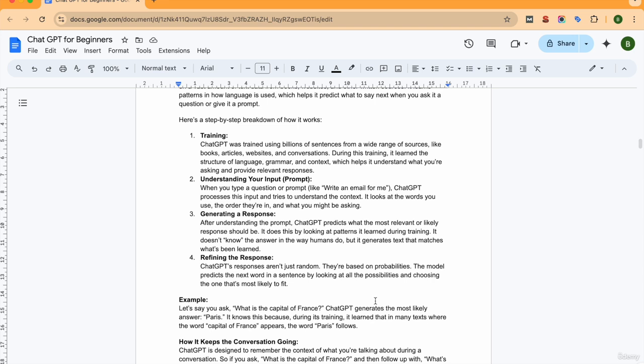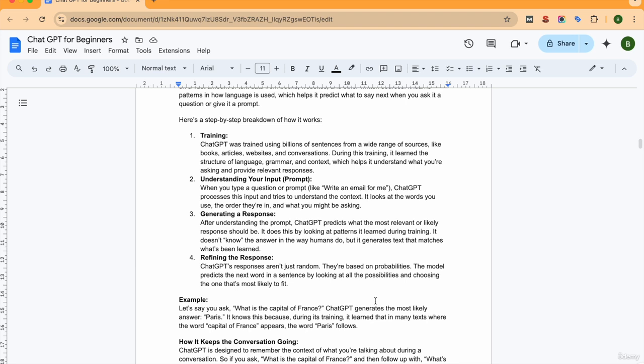Second point is understanding your input. So the input which you give or the question which you ask is also called a prompt in ChatGPT. When you type a question or prompt, ChatGPT processes the input and tries to understand the context. It looks at the words you use, the order they are in, and what you might be asking. So for example, when you say write an email for me, it will generate you some answers.